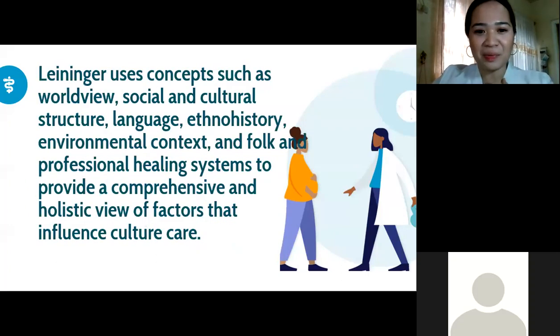Leininger uses concepts such as worldview, social and cultural structure, language, and ethnohistory. When we talk about ethnohistory, you are focusing on a certain part of community. So the history of that community, environmental context, and folk and professional healing systems to provide a comprehensive and holistic view of factors that influence culture care.